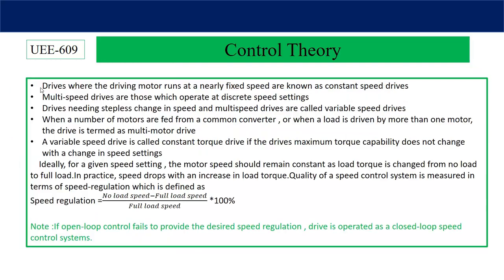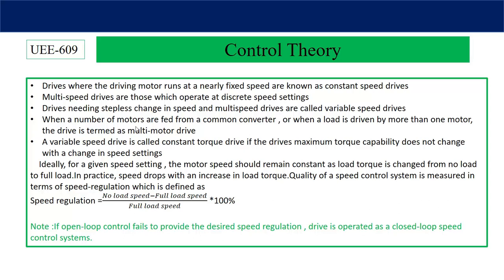Here there are some terminologies used to refer to the different types of drives. Some drives may be adjustable speed drives, some constant speed drives, some multi-motor drives. So these types are mentioned here. Drives where the driving motor runs at a nearly fixed speed are known as constant speed drives. Multi-speed drives are those which operate at discrete speed settings. In these multi-speed drives, different desired output speeds can be obtained. Drives needing stepless change, that means a smooth change in speed, and multi-speed drives are called variable speed drives. Variable speed drives can be of various types: constant torque drives or constant power drives.